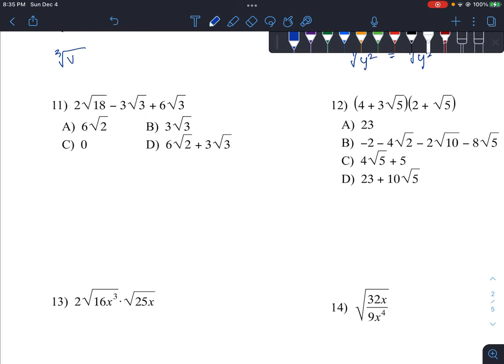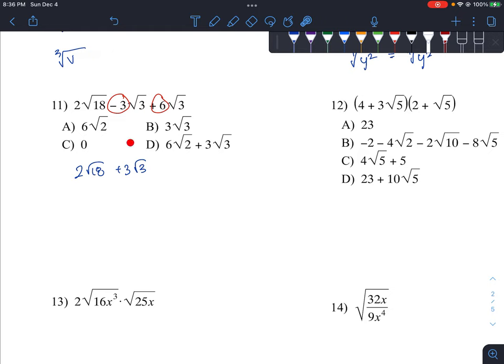Alright, for option number 11, to simplify this, it looks like I'm adding and subtracting radicals. So first thing I'm going to look and see is if I can combine any like radicals. So this is a square root of 3, that's a square root of 3. So because these are the same, I can add these coefficients together. So the negative 3 and the 6, so I have 2 square root of 18, and then 6 minus 3 is going to be positive 3 square root of 3. Remember that the radical inside stays the same.